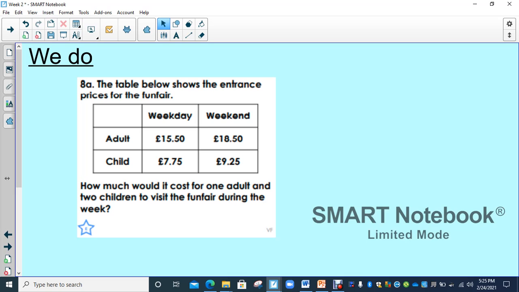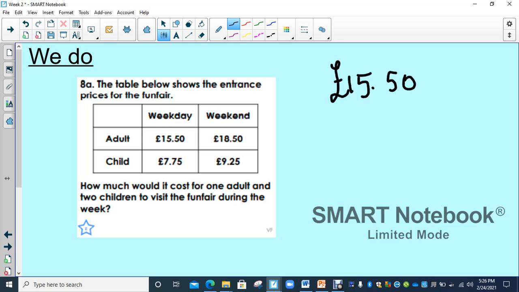I need to make sure first that I'm looking at the right column for this. It's during the week, so it'll be a weekday. The weekend is Saturday and Sunday, but during the week is Monday to Friday, a weekday. So an adult will cost £15.50 to go to the fun fair.